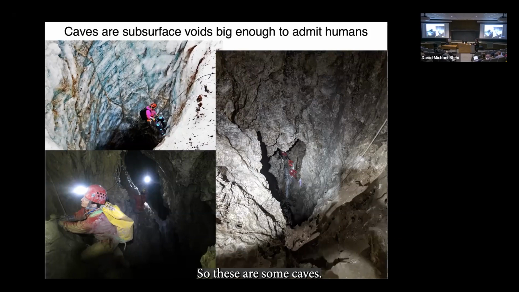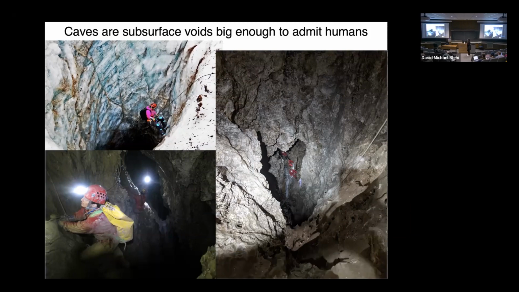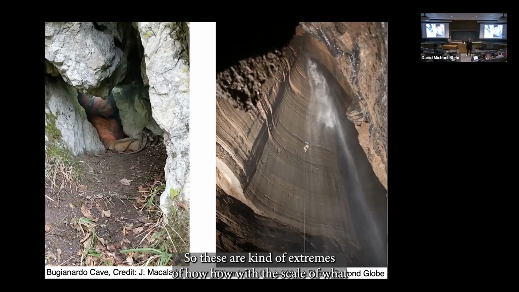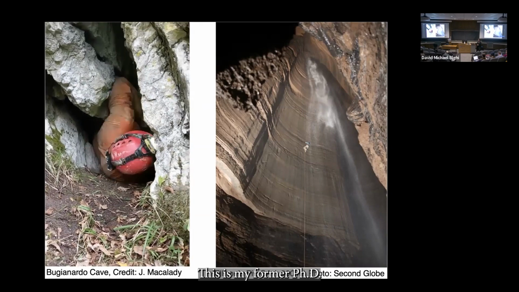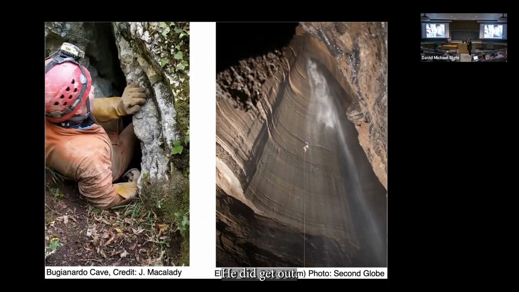So these are some caves. This is actually an ice cave in Svalbard. And these two pictures are from a cave in Italy where we go a lot. Big enough to admit humans, the cavers love to test the limits of that. So the voids can be person-sized, or they can be 300 meters deep. These are kind of extremes of the scale of what subsurface voids can be like. Oh yeah, this is my former PhD student, Dan Jones. He did get out.